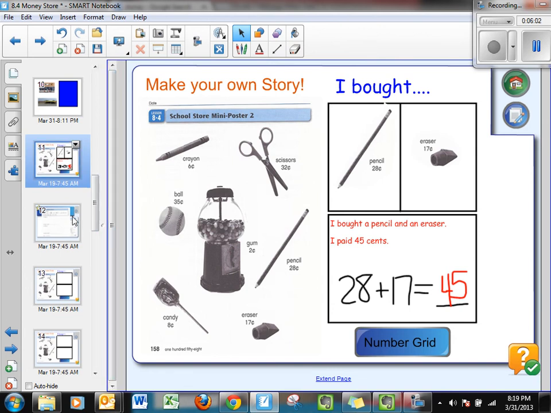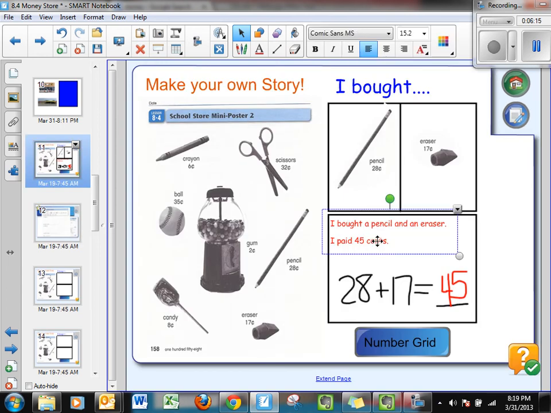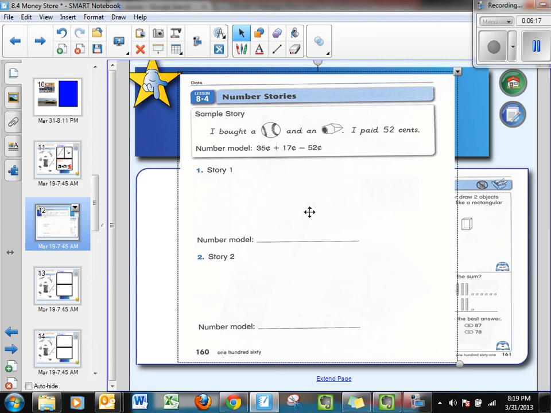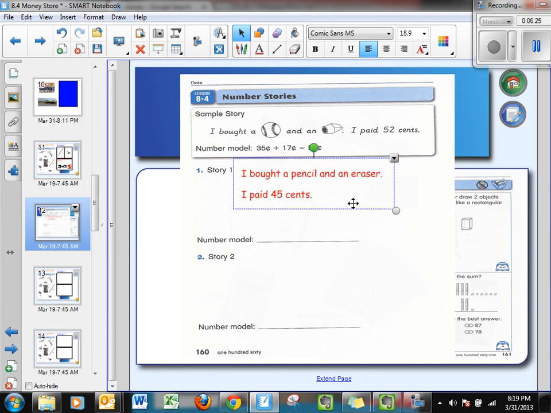Now what this is going to look like today, as you can see here, I have a practice book page for you guys to do story number 1, story number 2. So for example, this story that we just did, I'm going to go ahead and take this and put it over here on our page. So you can see here, it says that I bought a pencil and an eraser. Just like their problem. They drew the pictures. I'm just going to have you write the words. I bought a pencil and an eraser. I paid 45 cents.